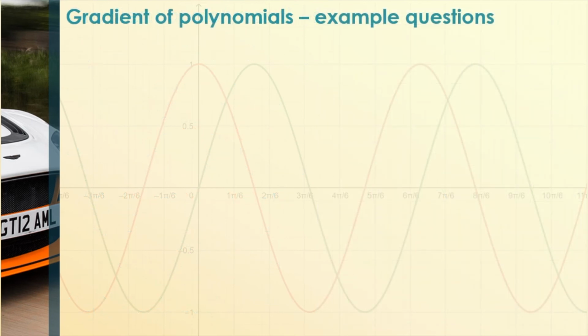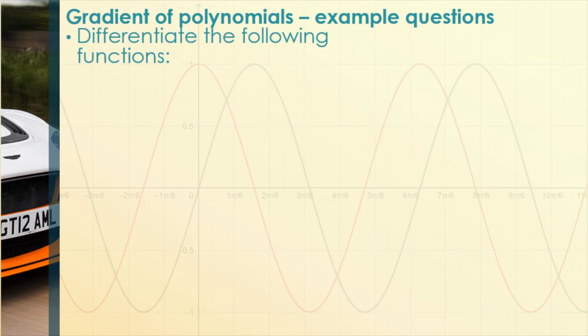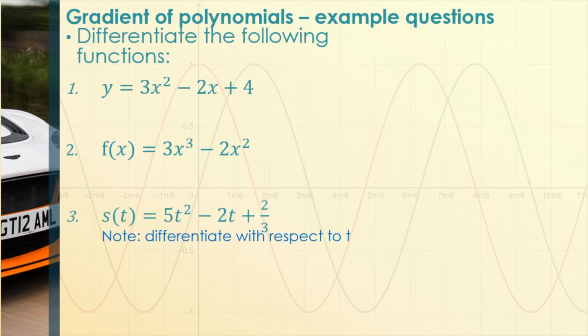Now it's time to do some example questions. Differentiate the following functions. Number 1, y is equal to 3x squared minus 2x plus 4. 2, f of x is equal to 3x cubed minus 2x squared. 3, s of t is equal to 5t squared minus 2t plus 2/3. For this equation, you should be differentiating with respect to t, using the correct notation.